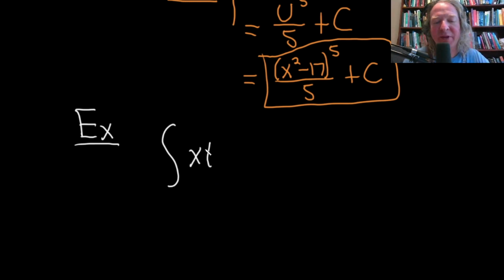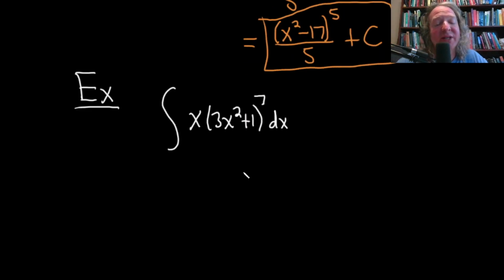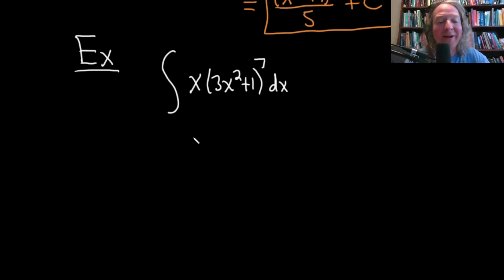x, and then here we have 3x squared plus 1. Okay, that should work. And let's put a 7 here. dx. So again, same deal. We could multiply it out, but there's a 7, so it's going to be a very, very unpleasant experience. So let's use u substitution.